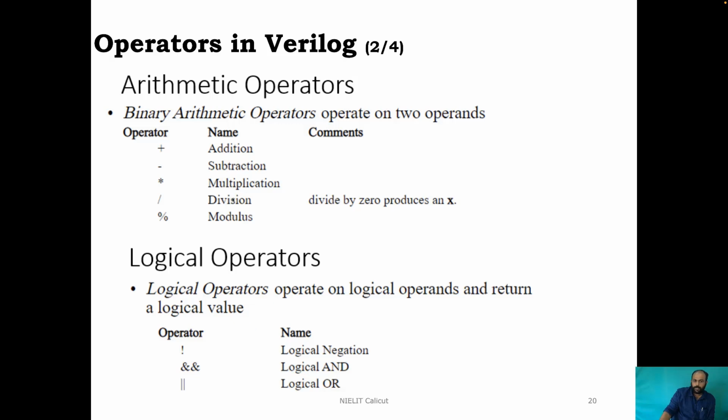Here the input can be a single bit or, in the case of an arithmetic operator, the input can be single bit or multiple bits, and the result will have the same size. Whereas in the case of a logical operator, the inputs can be single bit or multiple bits, but the result is always a single bit.